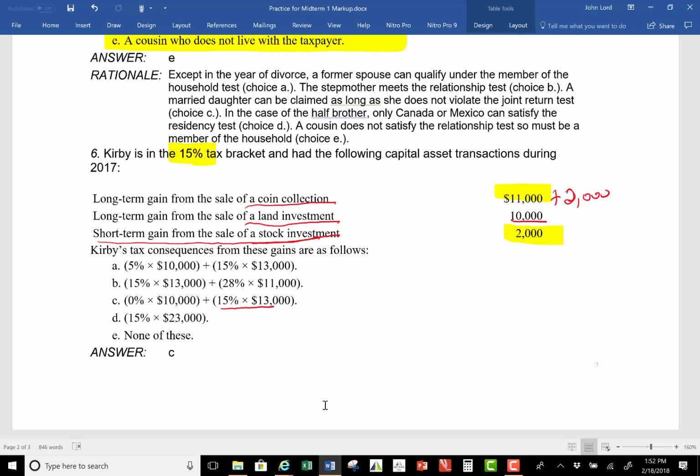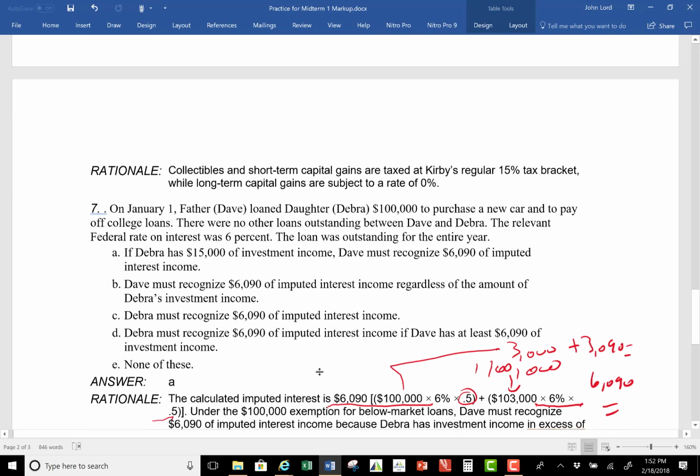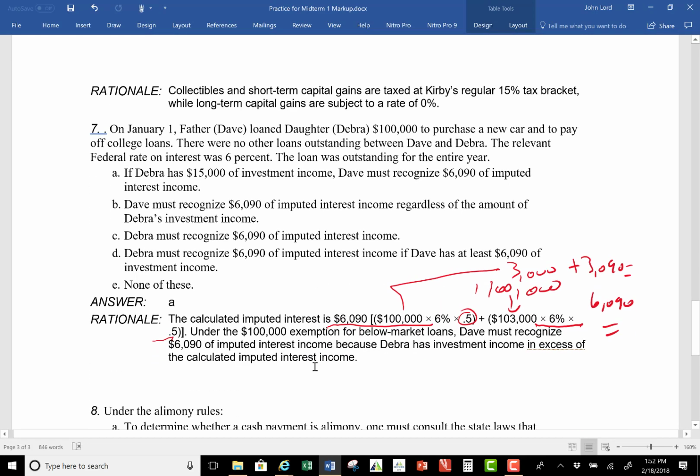And then the 10,000, because his rate is above the more favorable rate, which is 0% for long-term gain on something like an investment like land, he doesn't have to pay any tax on that. He gets a 0, okay? And so you see how they calculated the answer there, okay? All right, good. Let's look at number 7 now.